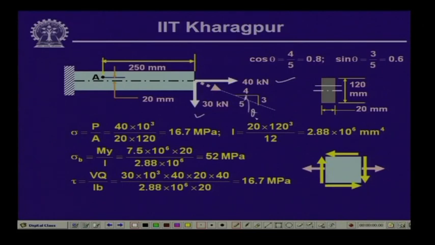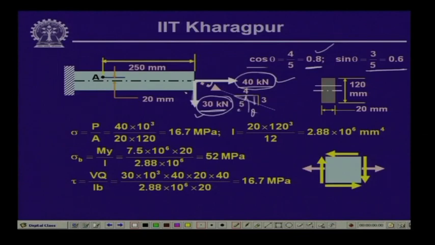Now, since this is given as 3, 4 and 3, the hypotenuse is 5. So, cos theta is equal to 4 by 5, which is 0.8, and sin theta is equal to 3 by 5, which is 0.6. So, the axial component is 50 cos theta, with cos theta being 0.8, which is 40 kilonewton, and the vertical component is 50 sin theta, which is 50 times 0.6, equal to 30 kilonewton. So, we have an axial force of magnitude 40 kilonewton, and we have a transverse load of 30 kilonewton, which is acting at the tip of the beam.